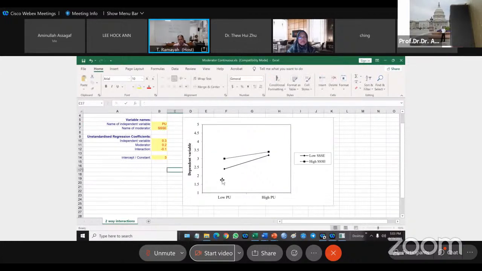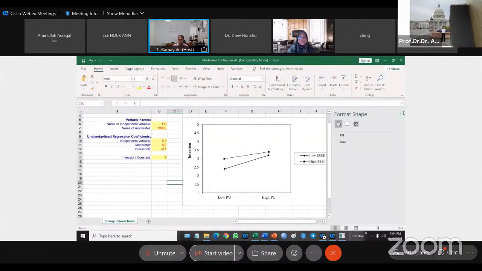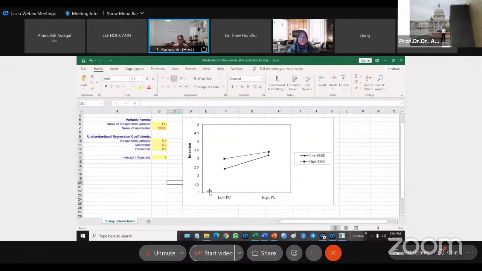Once you label here, you see low PU, high PU, low SSSE, high SSSE. Here we have a dependent variable, right? Just double click on the dependent variable and put intention. So now we have labeled all the axes, the y-axis, the x-axis, and also the moderator. The moderator is represented by the line.